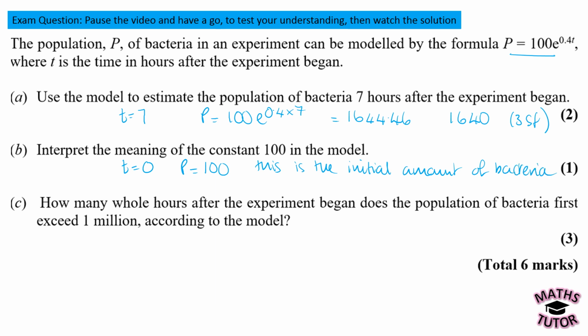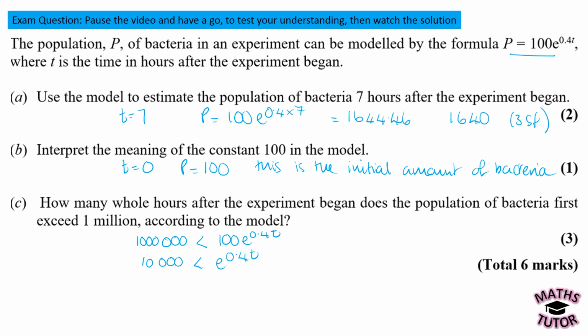And then part C, how many whole hours after the experiment does the population of bacteria first exceed 1 million? So we need to be bigger than 1 million with our bacteria, which is modelled by the equation 100 e to the 0.4 t. So we need to unravel and solve this inequality. First of all, you would divide by 100, so that would leave you with 10,000 being less than e to the 0.4 t.